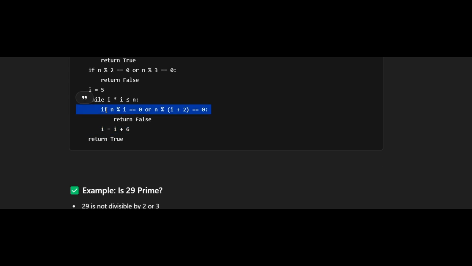Please check this step and understand it. It checks whether n is completely divisible by i, starting with 5, or completely divisible by i plus 2. So for the first iteration we take i as 5 and then 7. For the next iteration we increment by 6, and it becomes 11 and 13, and so on. This is the algorithm that will give you a quick answer.